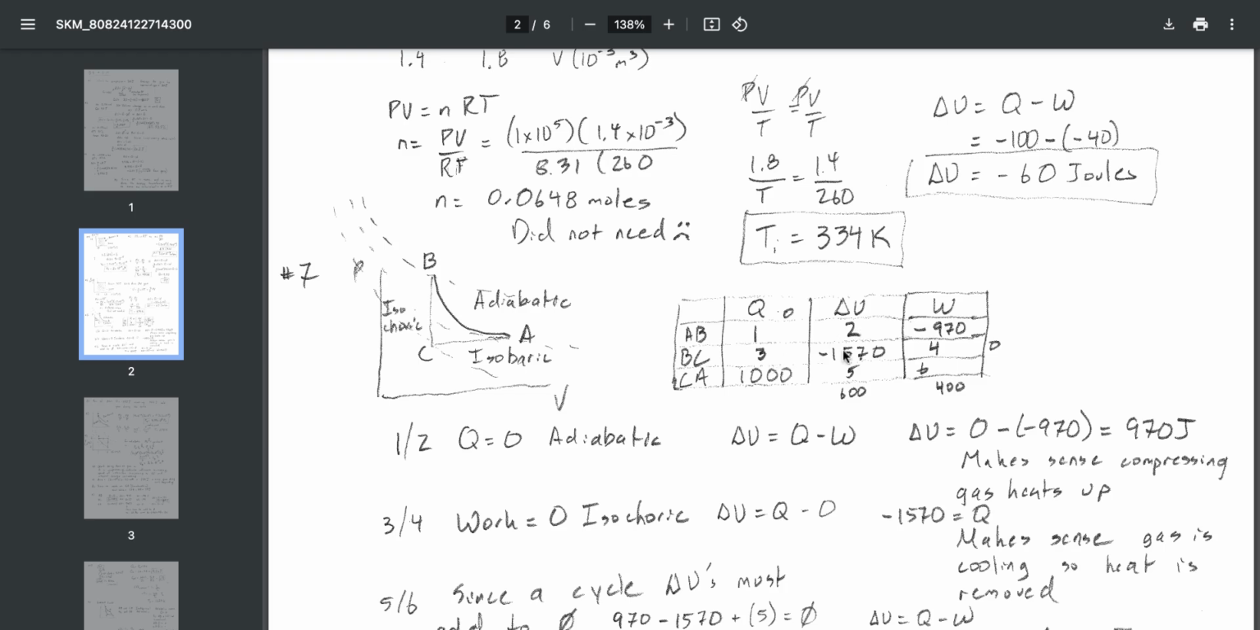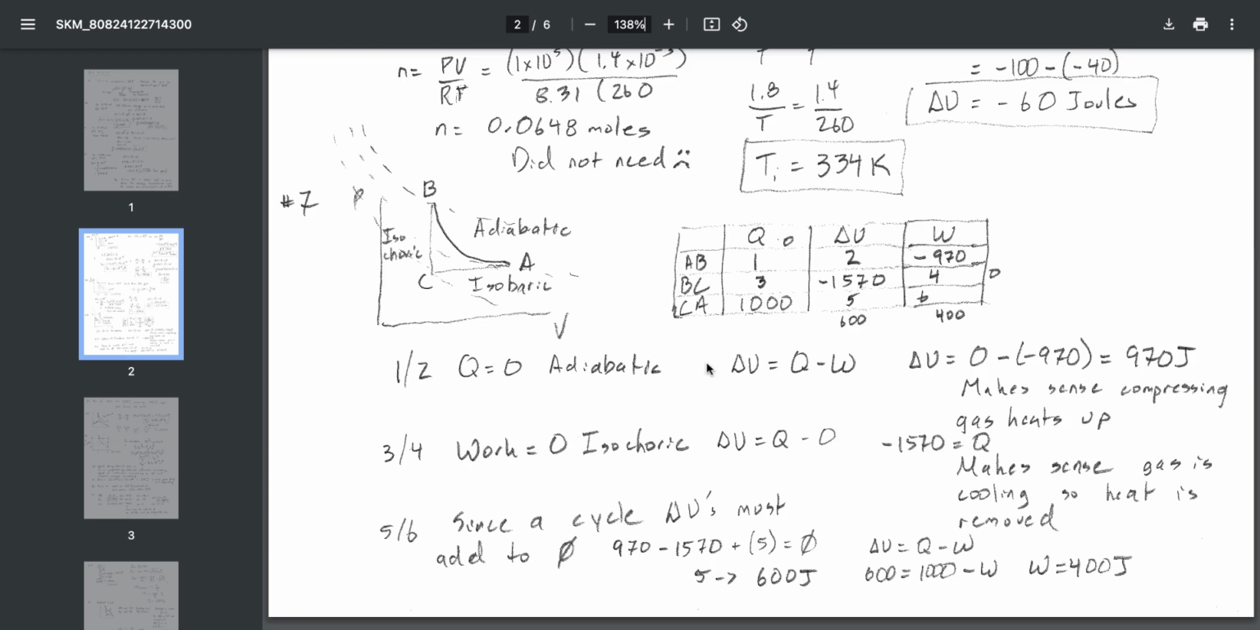For 3 and 4, this is BC, so this is isovolumetric, or isochoric also. So if it's isochoric, then there's no work. So that's got to be 0 right there. So we look at our first law of thermo. Change in internal energy is Q minus 0. Well, if you know your change in internal energy is negative 1570, then your Q's got to be negative 1570. And this makes sense because this gas is being cooled down. It's going from a high isotherm to a low isotherm without doing any work. So heat must be pulled out of it. So negative 1570 joules.